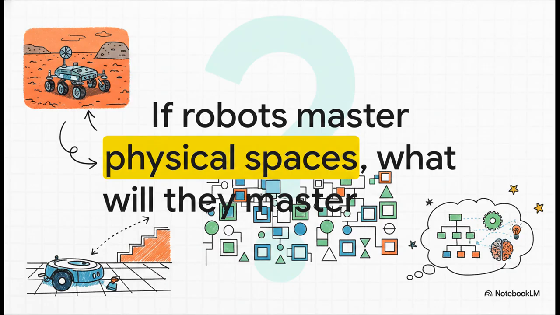And it really leaves you with a pretty mind-bending question. Once robots have totally mastered moving through our physical spaces, what other kinds of complex, abstract worlds will they learn to navigate next?